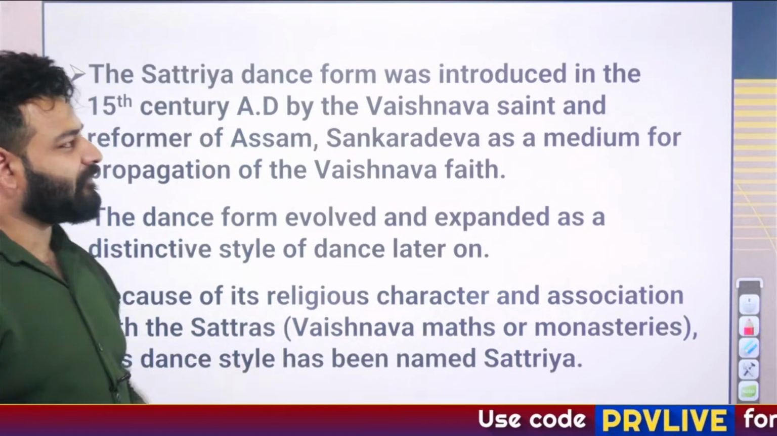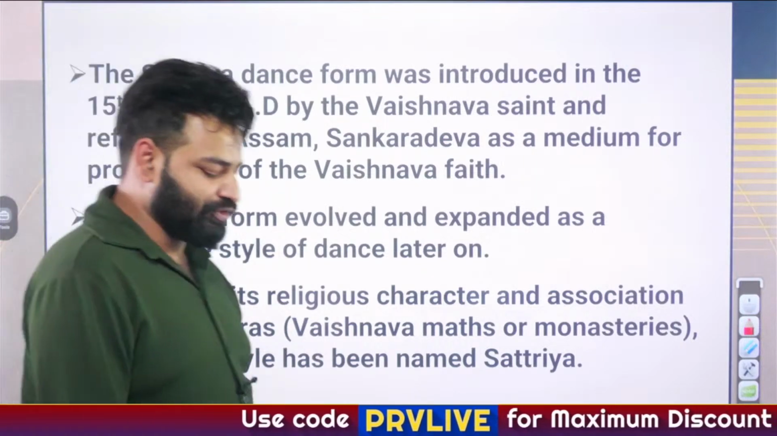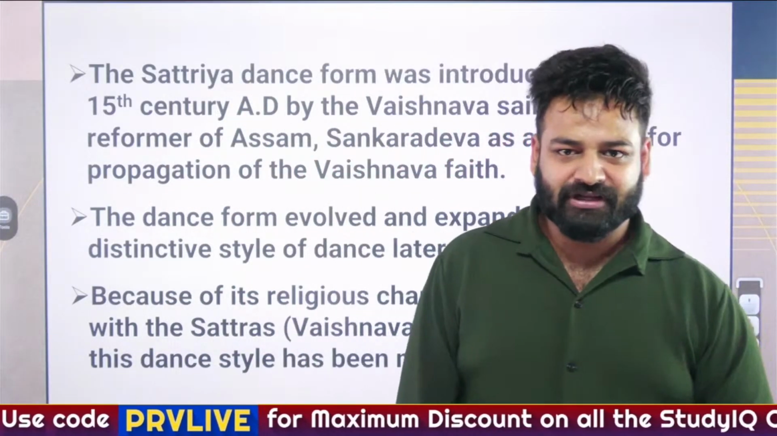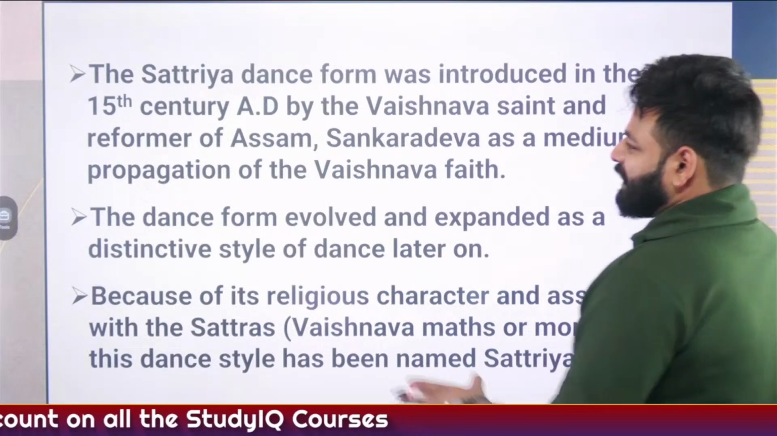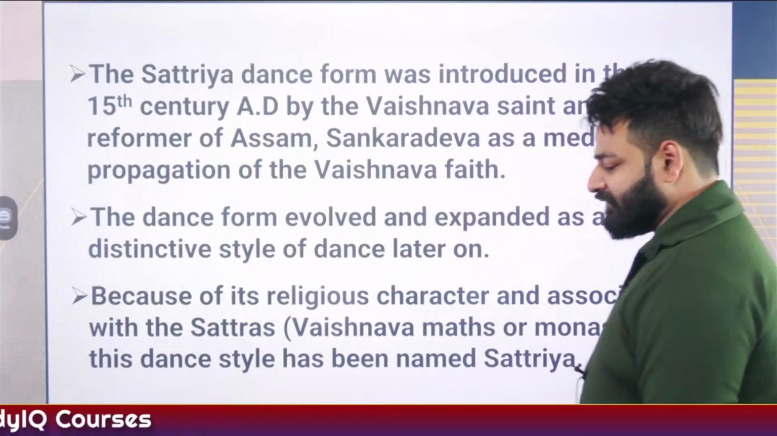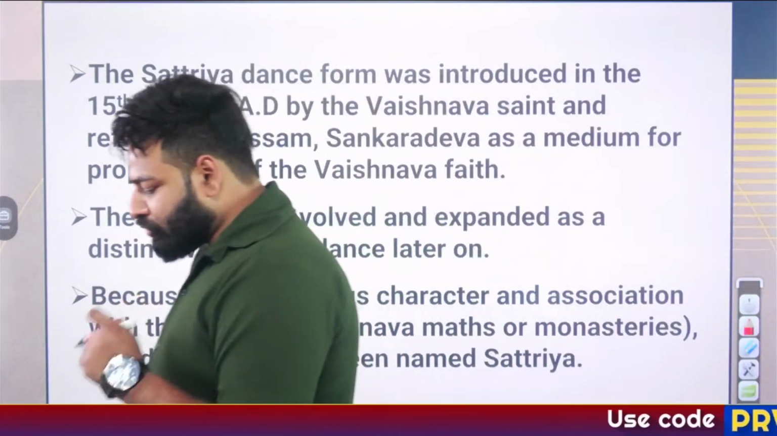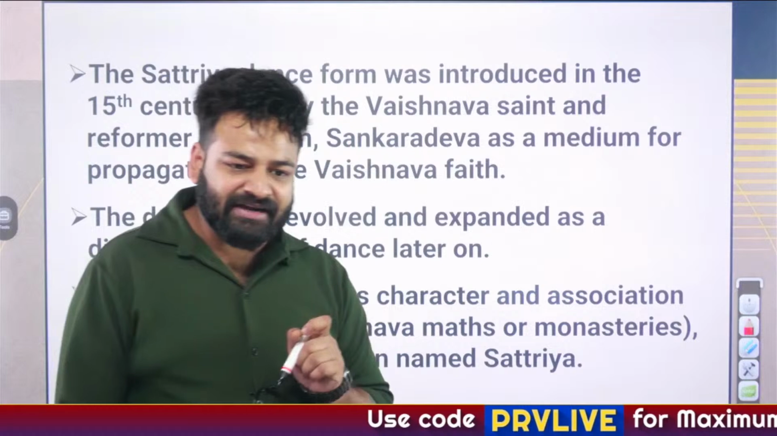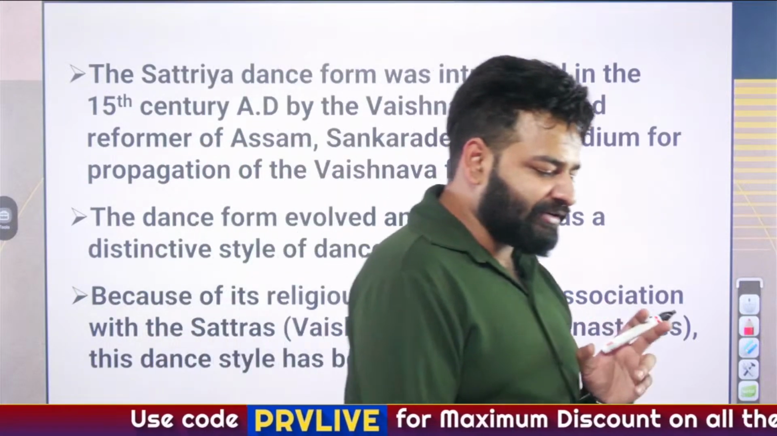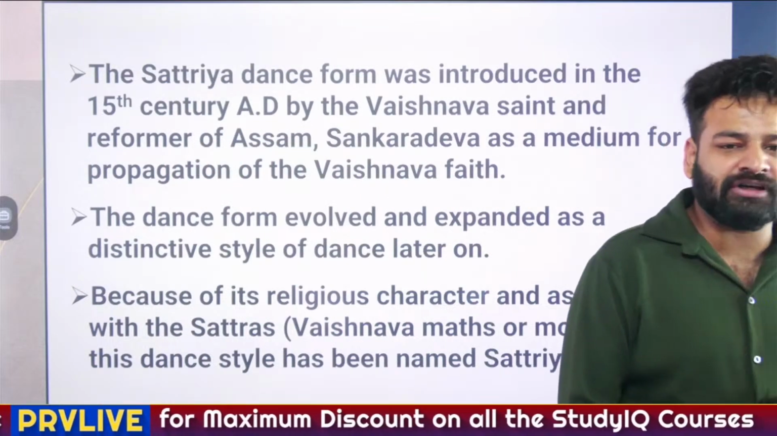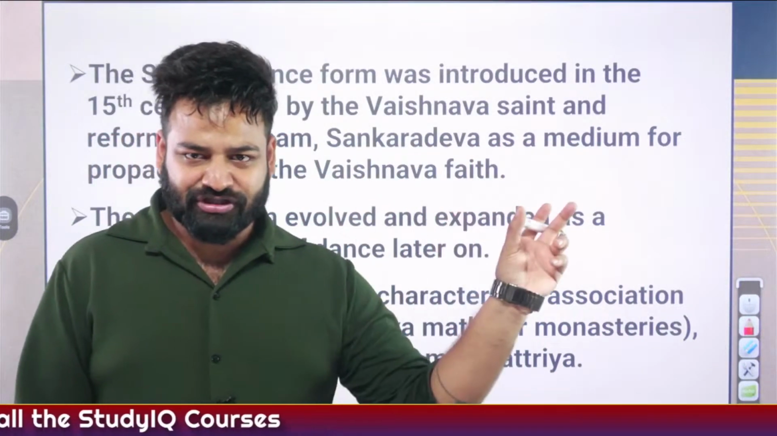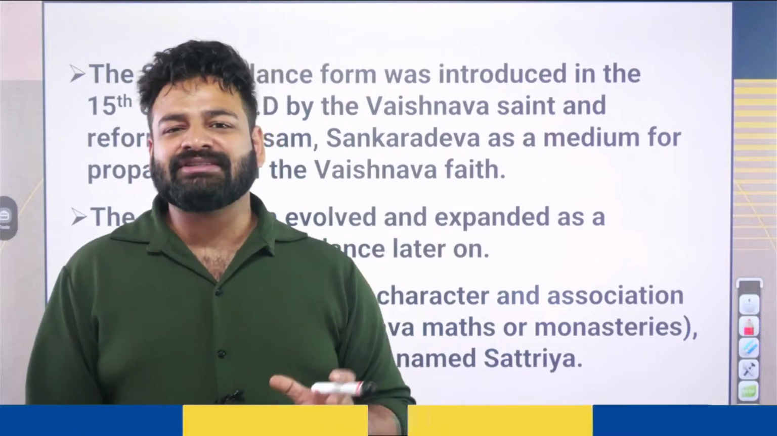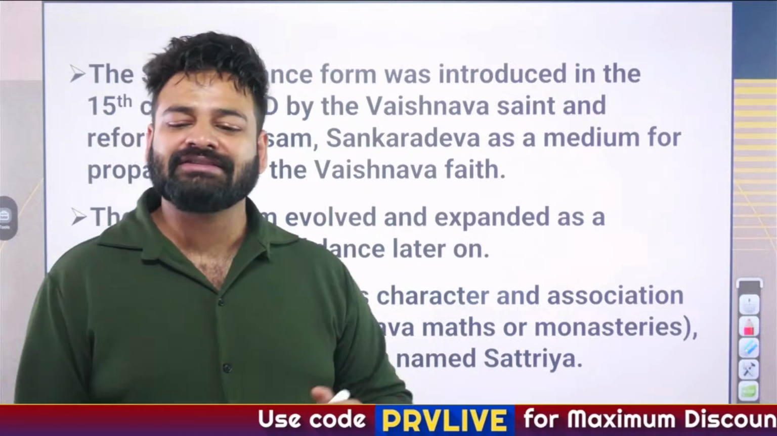So the Sattriya dance form was introduced in the 15th century by a Vaishnava saint. His name was Shankaradeva, a medium for propagation of the Vaishnava faith. So in order to promote Vaishnavism, the saint started a particular sect. Basically, we call it a sect when it comes to religion or community. So that sect is termed as Sattriya, and the dance is also termed as Sattriya, right?